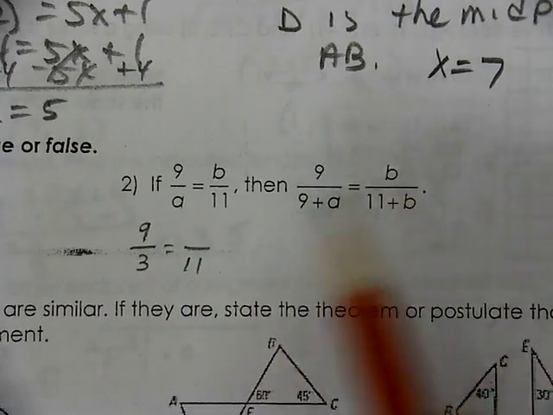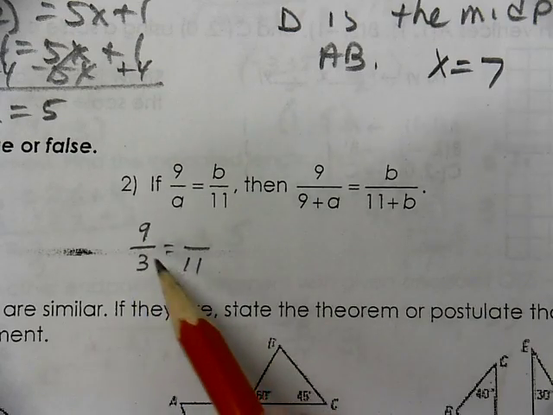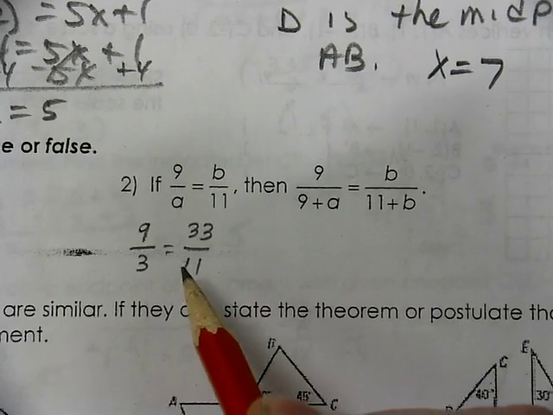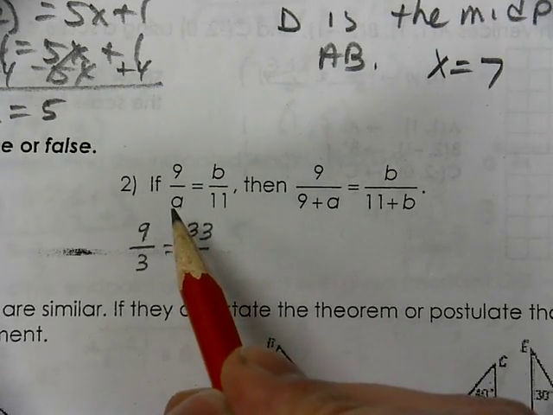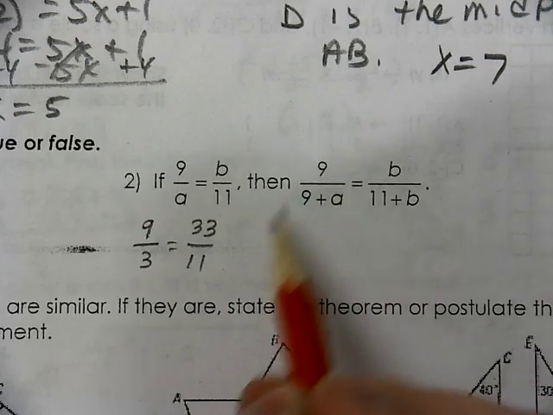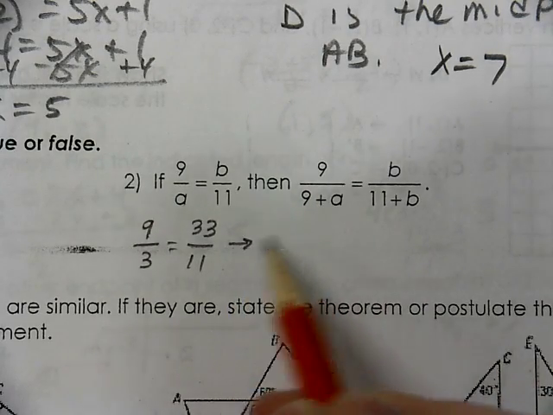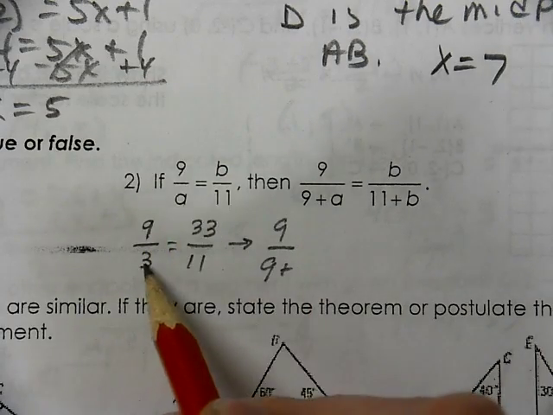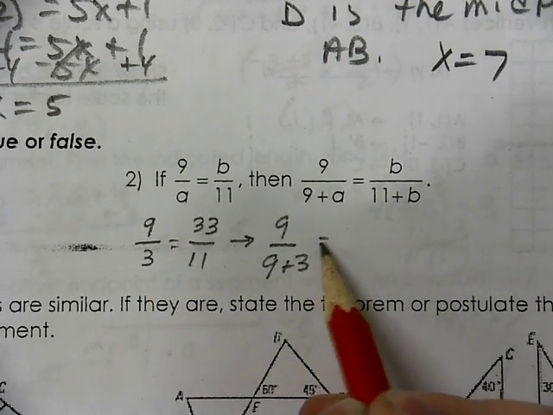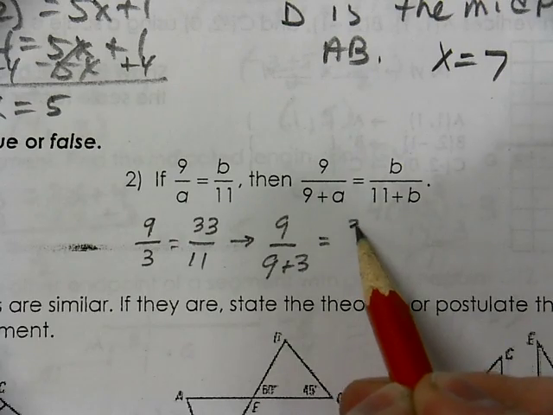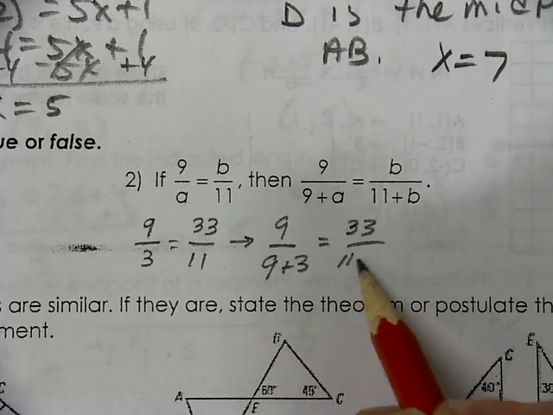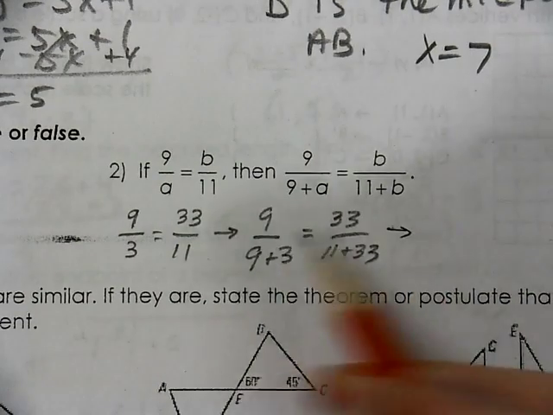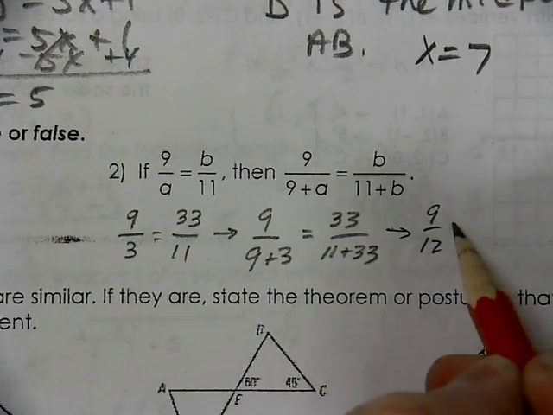So the denominator's 3. Well, it's got to go in there the same way that the 3 went into the 9, so this would have to be 33. So I'm just testing to see if this theory is going to work. We take our 9, add our a value, which was 3, our b value, which was 33, so this is going to become 9/12.